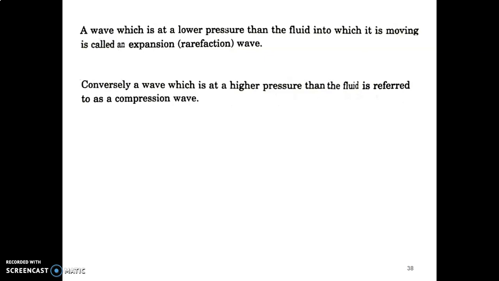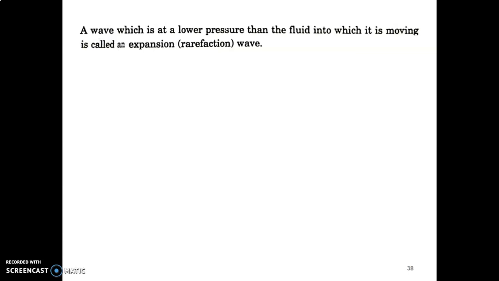What is the difference between these two types of waves? The first one: a wave which is at lower pressure than the fluid into which it is moving is called an expansion wave. In that case, expansion takes place. In the expansion process, pressure will decrease, as we all know. This wave is also known as the rarefaction wave. So when this wave has passed, the pressure in that region will decrease. That is the nature of the expansion wave.